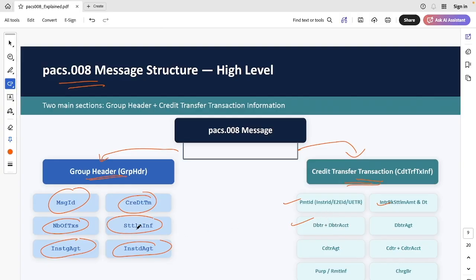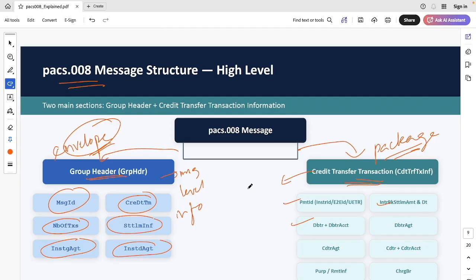Think of it like sending a courier. This is basically the envelope. This envelope says when the courier was created, who created it, and how many items are inside, and the package inside contains the actual payment details, and this resembles the package which is inside this envelope. So the group header gives you the message level information, whereas credit transfer transaction gives you transaction level information.